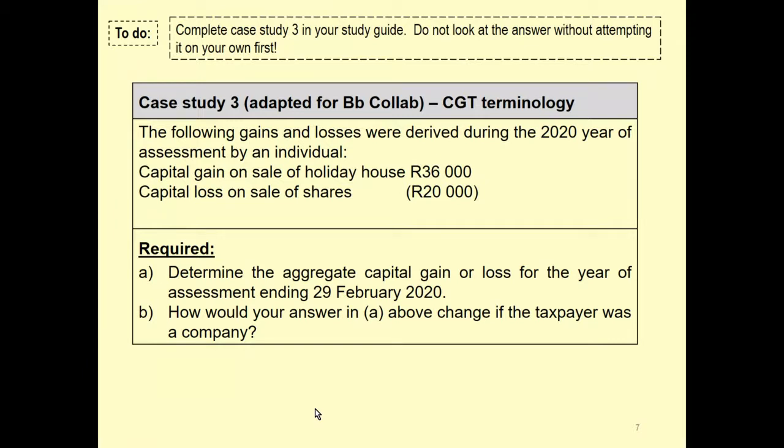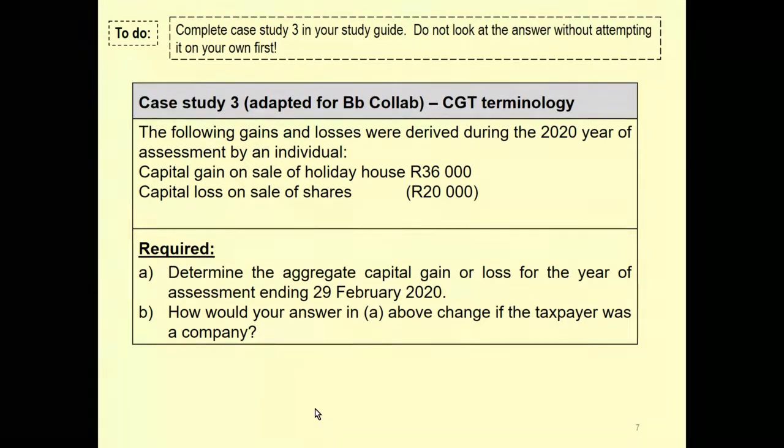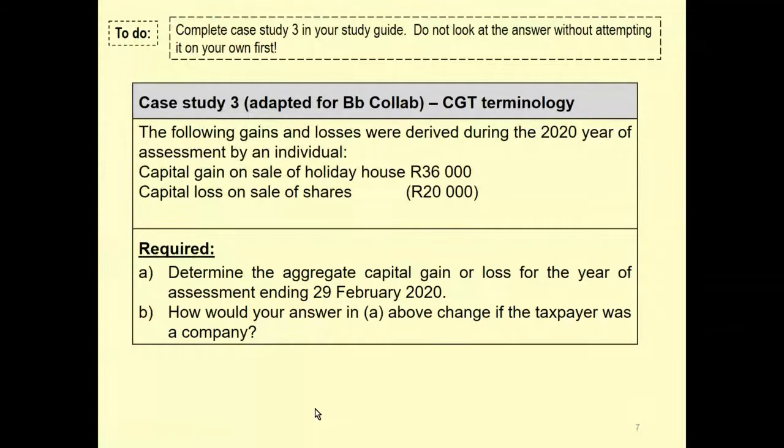So we have gains and losses that were derived by an individual during the 2020 year of assessment. A capital gain on the sale of a holiday house of 36,000 Rand, and then a capital loss on the sale of shares of 20,000.